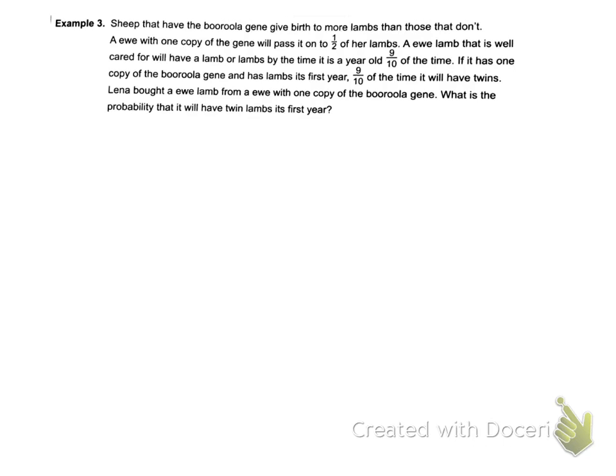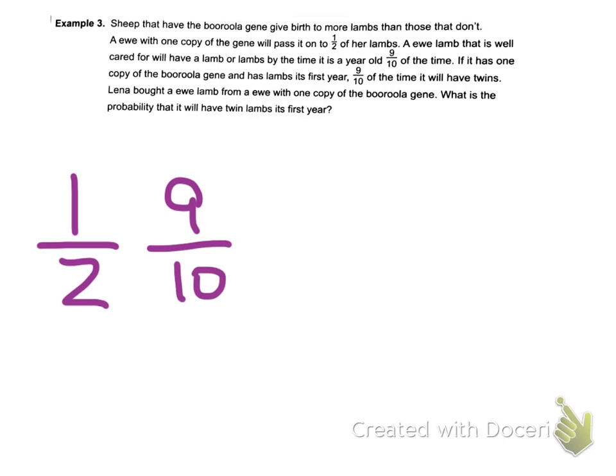Okay. All right, so we have this 1/2, and this is only half of the babies that this one adult sheep has, only half of her lambs will have this gene. And if that lamb has the gene, there's only 9/10 of a chance that she'll have a baby in a year. And there's only 9/10 of a chance that she'll have twins. Right. So all these things have to be taken into account.